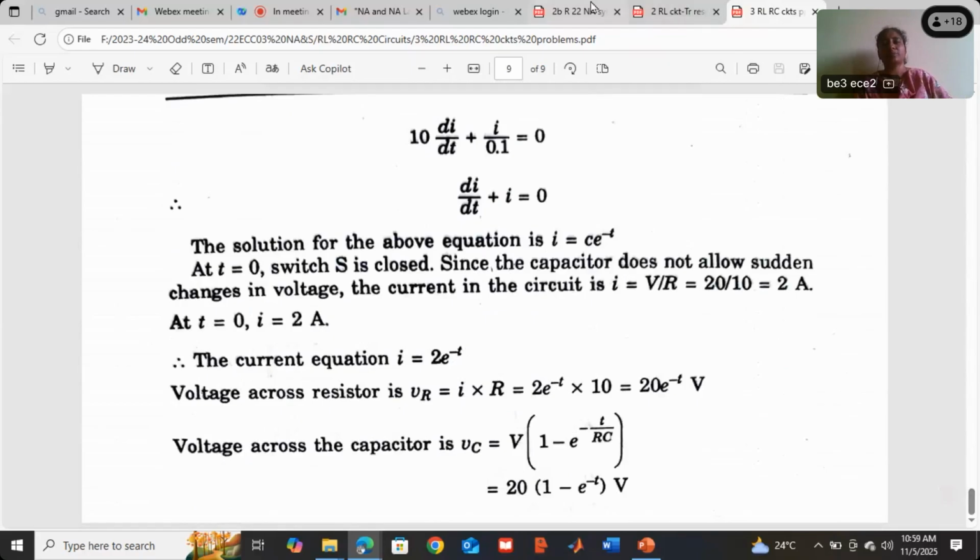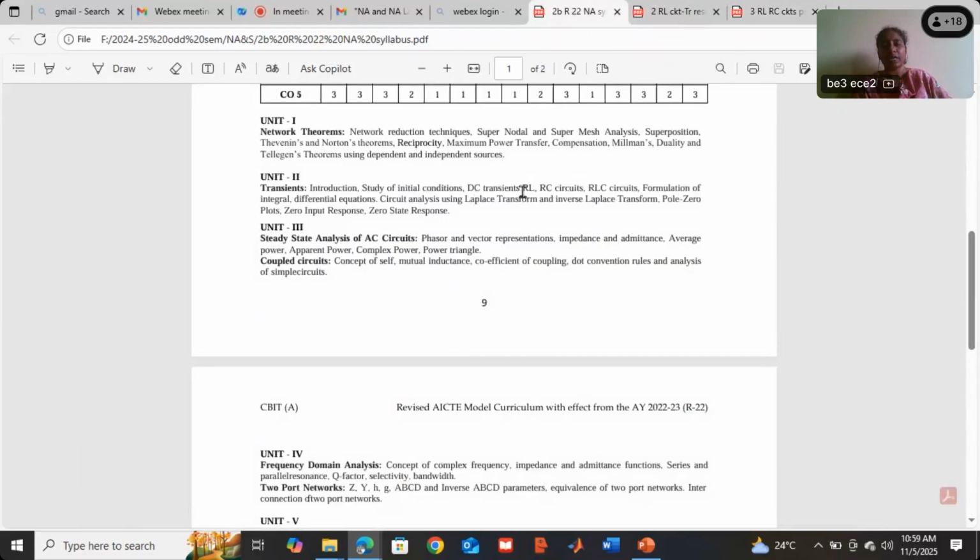This is about the RL and RC circuits. Transients I haven't touched presently. Zero state response and zero input response are other names for the complementary function and particular integral. They are based on the initial conditions; what we substitute to get equations 1, 2, 3 are only these zero input and zero state responses.